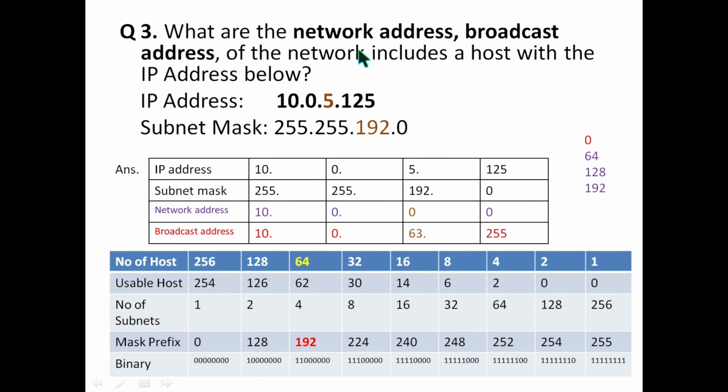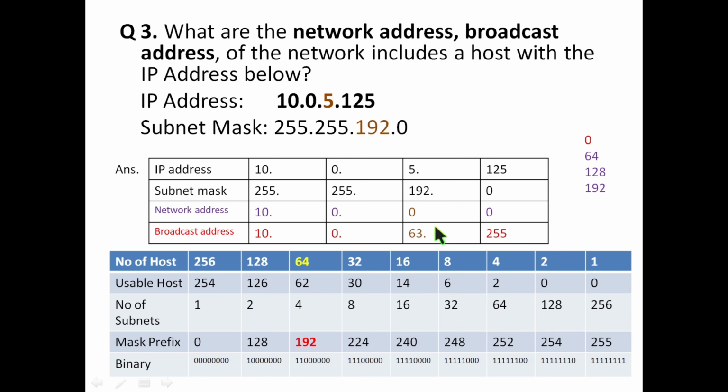In this question also we have to find out the network address and broadcast address. The IP address is given and the subnet mask is given. So we will simply write the IP address here, that is 10.0.5.125, and the subnet mask is written here. So we have to find out the network address. If it is 255, then simply copy the IP address. If the subnet mask value is 255, simply copy the IP address, that is 10, then 0.